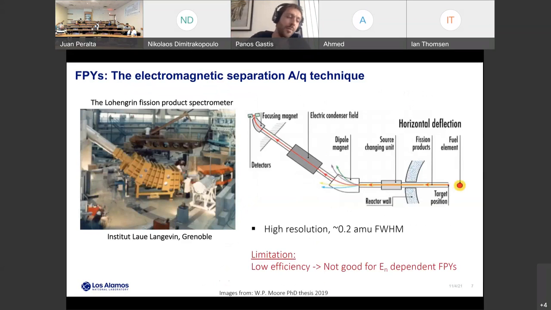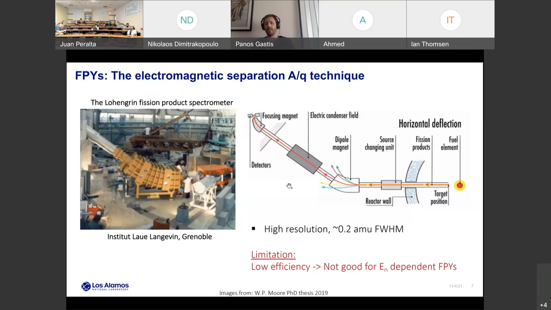Now, I'm going to mention three of the most important techniques that are widely used for measuring fission product yields. And I'm going to start first with the electromagnetic separation technique. This is a picture of the Lohengrin fission product spectrometer. It was developed in France years ago and is one of the very first spectrometers that were developed for this kind of fission research. It has produced very useful and important data on nuclear fission that helped improve the fission models.